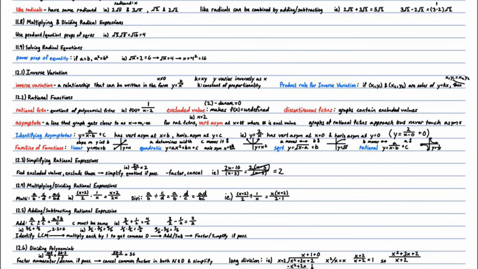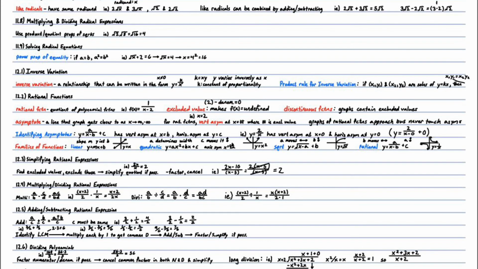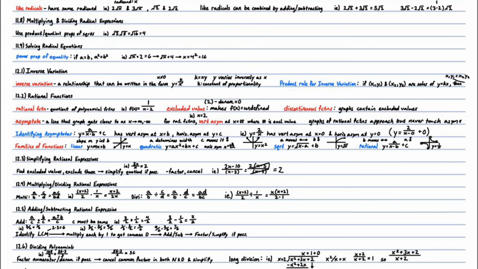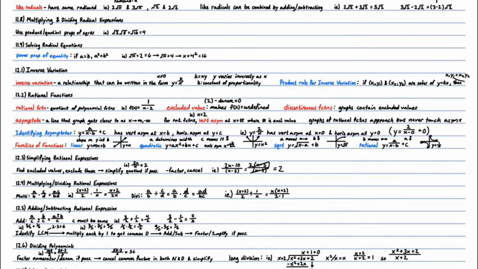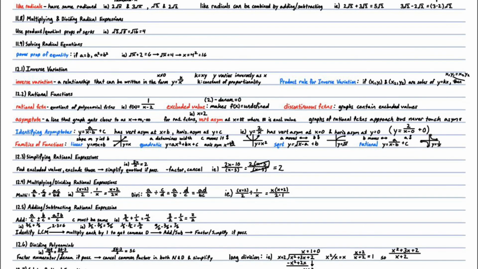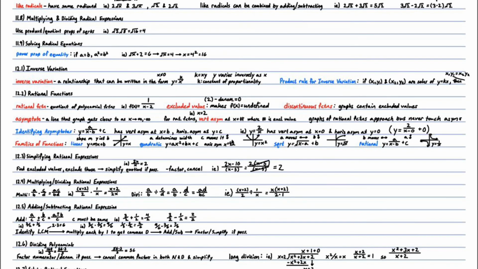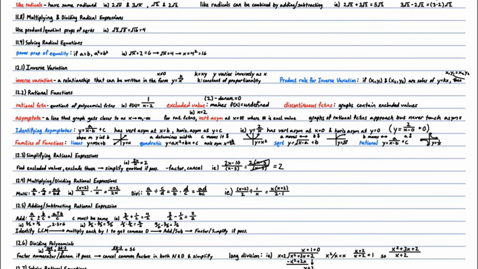Rational functions. A rational function is a quotient of two polynomial functions. An excluded value is an x value that makes the function undefined. Discontinuous functions have graphs that contain excluded values, or discontinuities. A horizontal asymptote is a line that the function approaches as x becomes infinitely large in the positive or negative direction. For rational functions, there are vertical asymptotes at x = a, where a is an excluded value. Graphs of rational functions approach, but never touch, asymptotes.